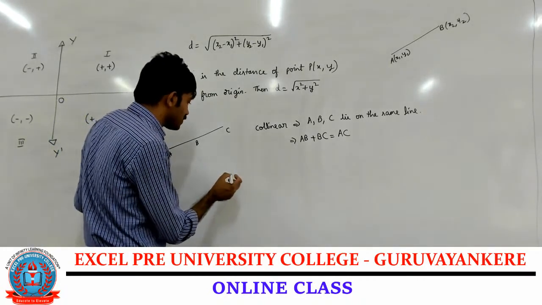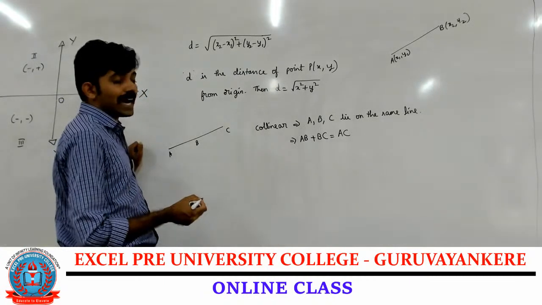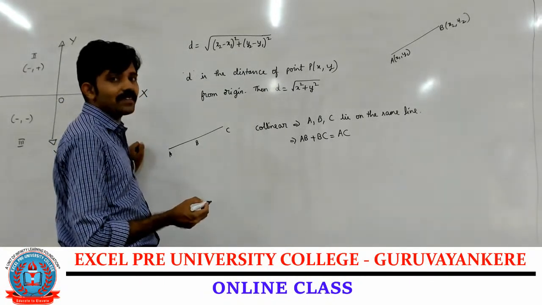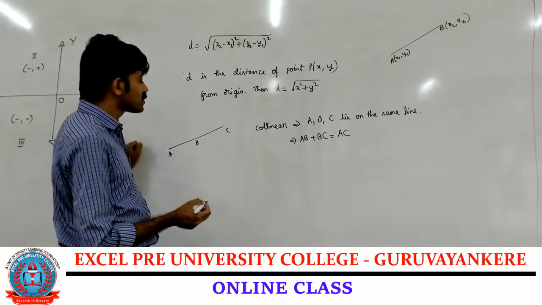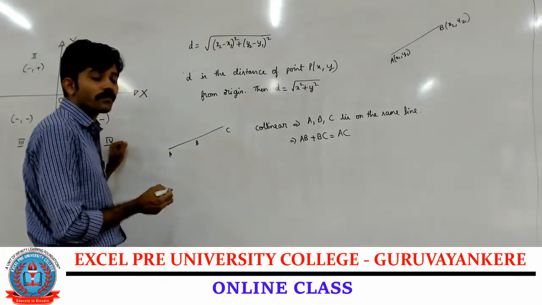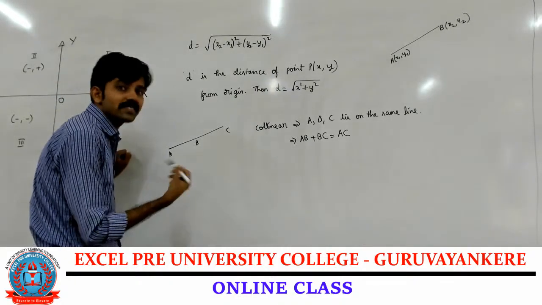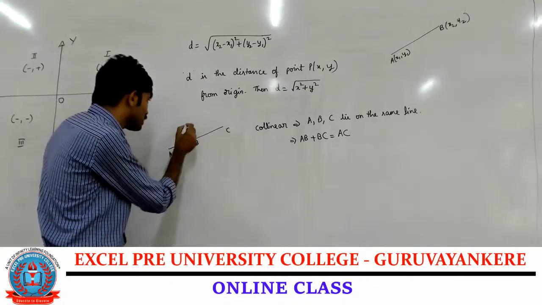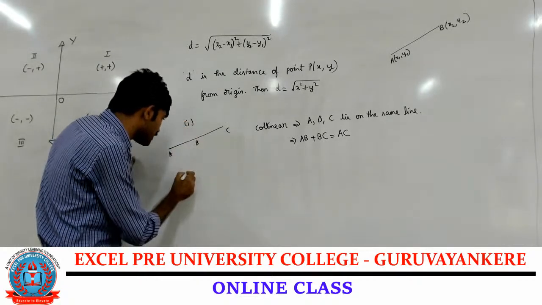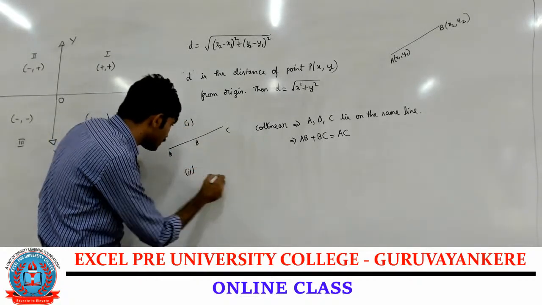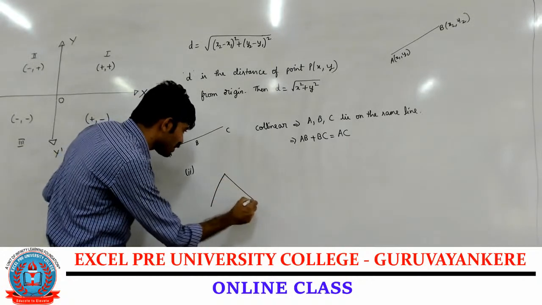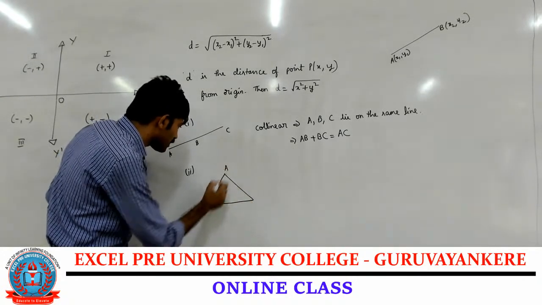Next we can discuss parallelograms and triangles, various types of parallelograms. Have you heard the various types of parallelograms? Also various types of triangles. This is about the collinearity of 3 points. Next we can discuss the triangle, equilateral triangle.